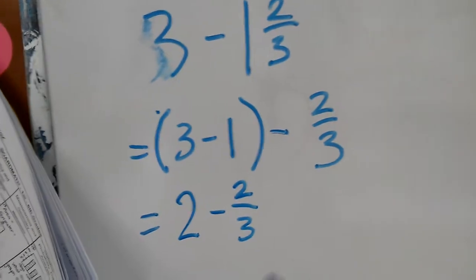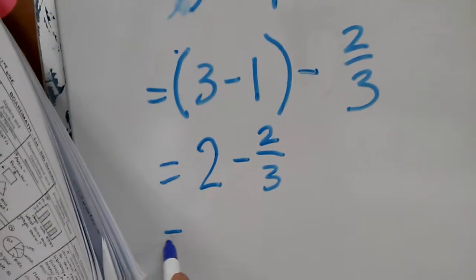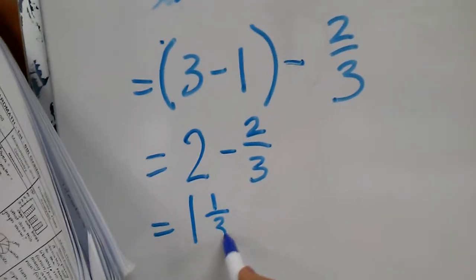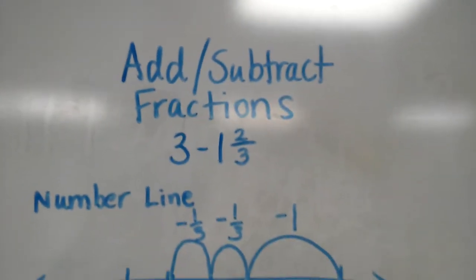Okay, so from here, students could use a number line. They could get common denominators, but the answer is still 1 1/3. And that is adding and subtracting fractions using multiple strategies.